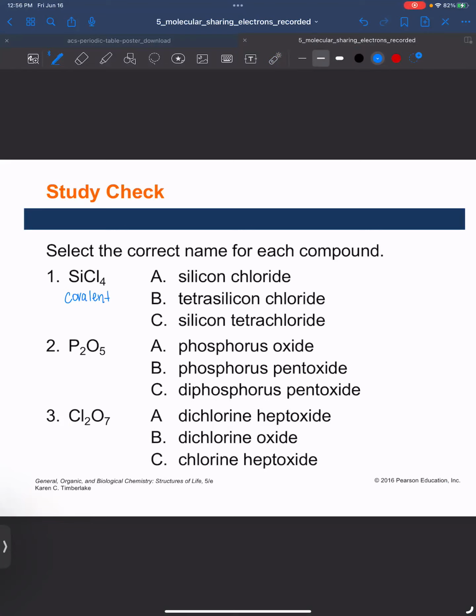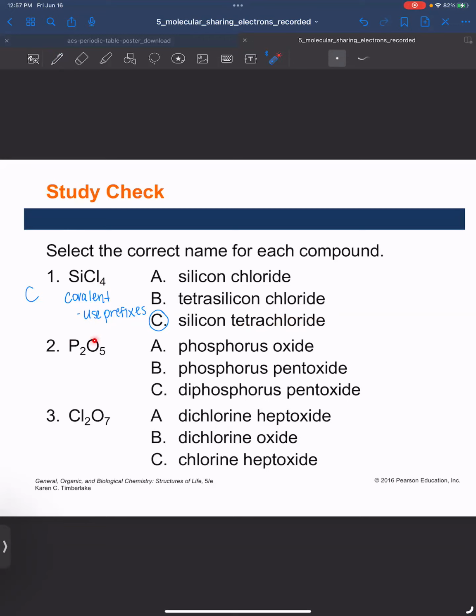When you're working with metalloids, treat them more like nonmetals in terms of naming and identifying as ionic or covalent. So this one is silicon, and then because it's covalent, we need to use prefixes. There are 4 chlorines, so that would be silicon tetrachloride. So the answer is C. The prefix goes in front of the chlorine. But remember, for the second element, we keep the first syllable and then drop everything else and replace it with IDE. So that's why it turned into tetrachloride.